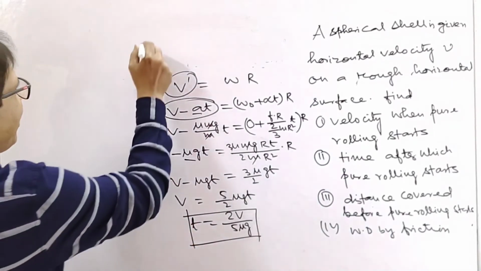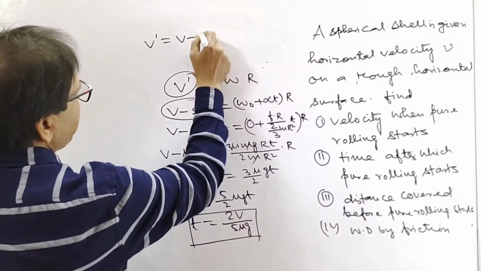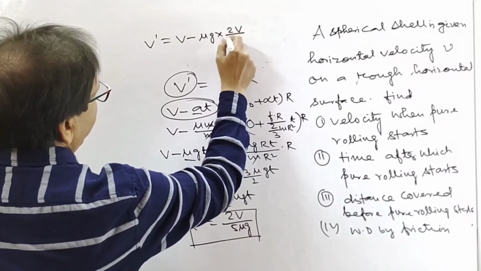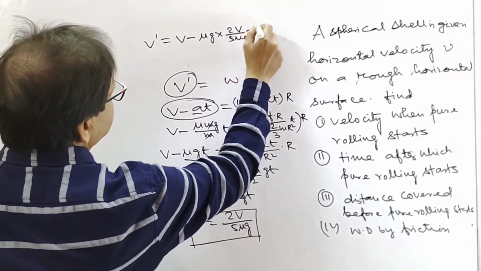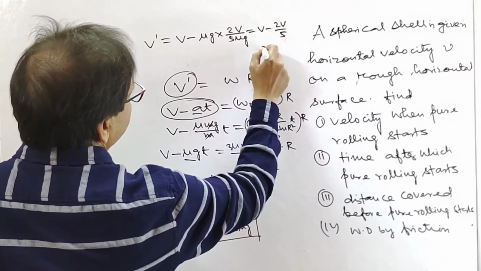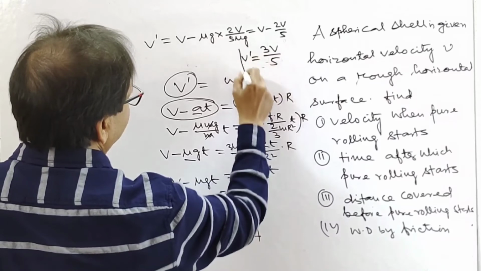Okay, now we have to calculate the velocity when pure rolling starts. So look at this, here v' equals v minus a t, where a means μg and t means 2v by 5μg. So this is v minus 2v by 5. So this is 3v by 5, the velocity when pure rolling starts.